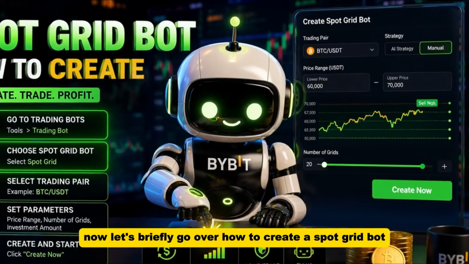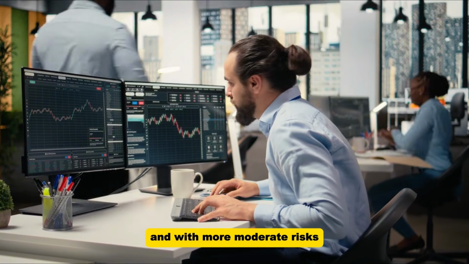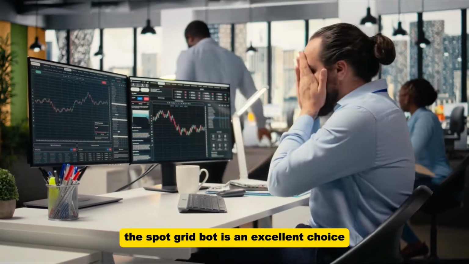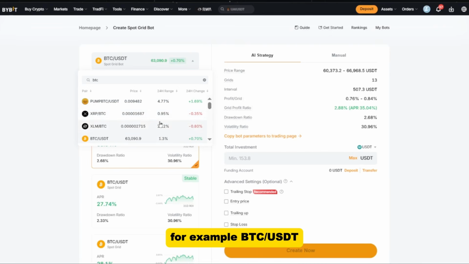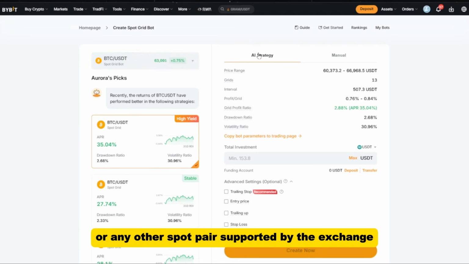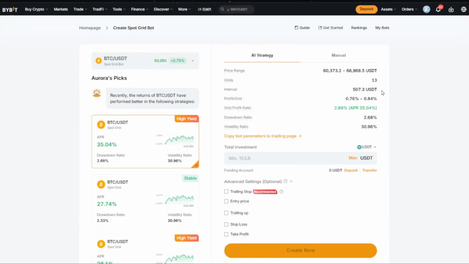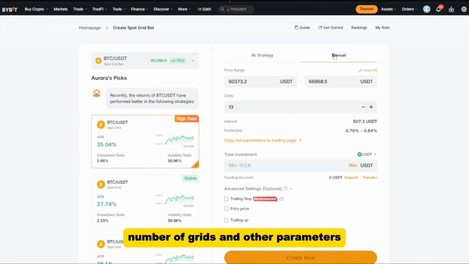Now let's briefly go over how to create a Spot Grid Bot. If you want to trade without leverage and with more moderate risks, the Spot Grid Bot is an excellent choice. Just like with the Futures Bot, the first step is to select a trading pair. For example, BTC/USDT, ETH/USDT, or any other spot pair supported by the exchange. Next, you need to choose between the AI strategy or manual setup. If you choose an AI-powered strategy, Bybit will automatically suggest the optimal price range, number of grids, and other parameters based on the current market conditions.